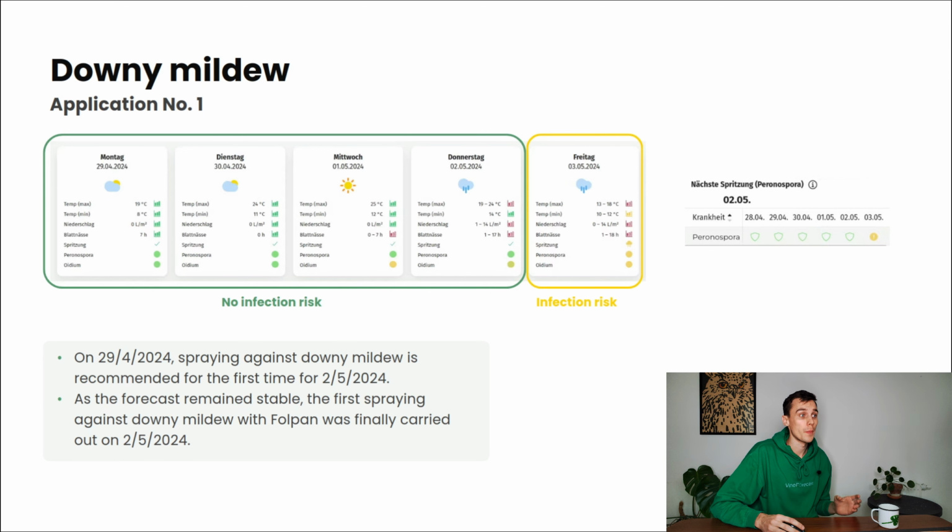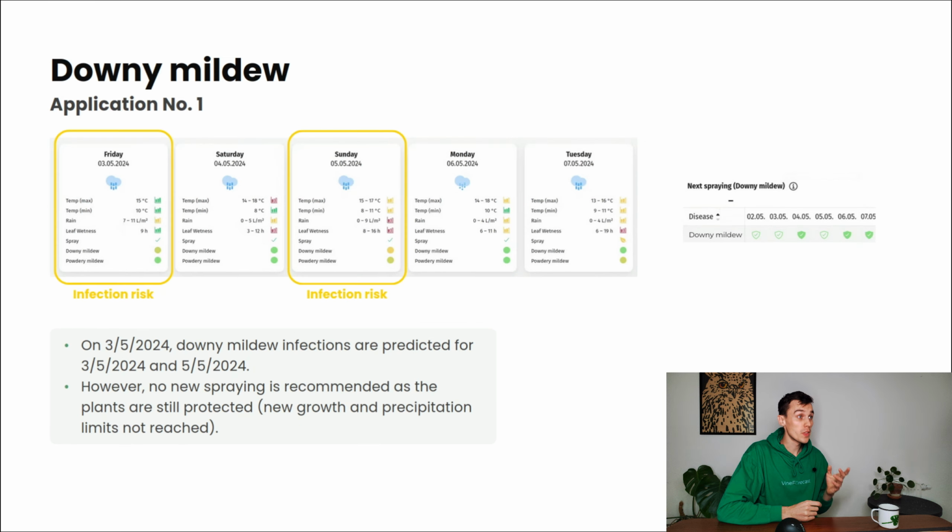And as the forecast remained stable, the first spraying against downy mildew with Volpan was finally carried out on the 2nd of May. So this screenshot is from the 3rd of May, after we applied the fungicide and recorded the fungicide application in our farm management system.